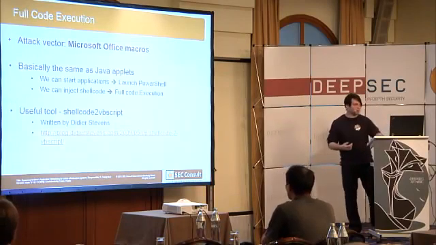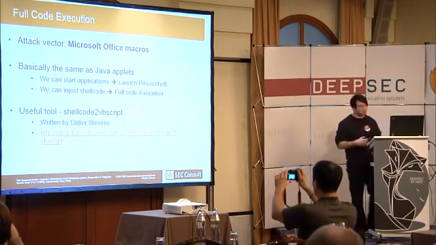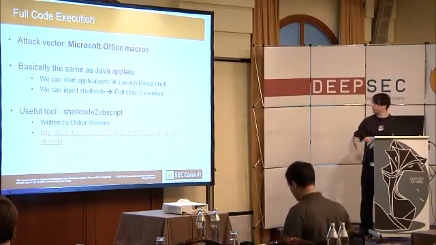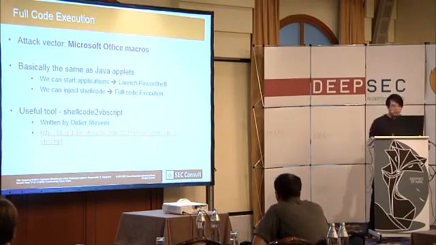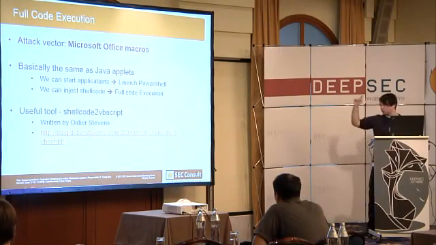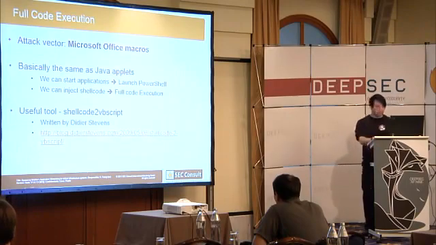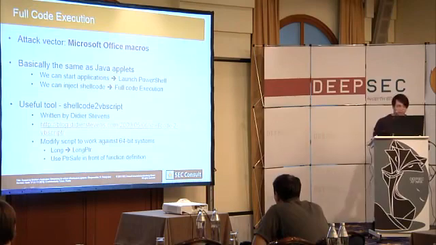This is basically the same for Office macros. If I send you a PowerPoint file or Excel file or something like that, and you enable macros, I can start applications, which means I can start PowerShell, or just inject my own code into the Office process. You can do this with the script here. It's called shellcode to Visual Basic script. You can find it here. And if you want to make it work against 64-bit systems, you just have to make some minor modifications.